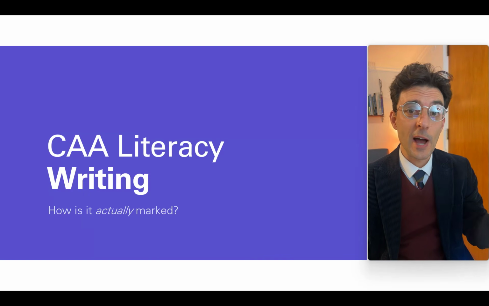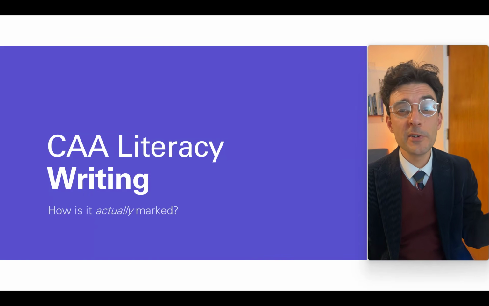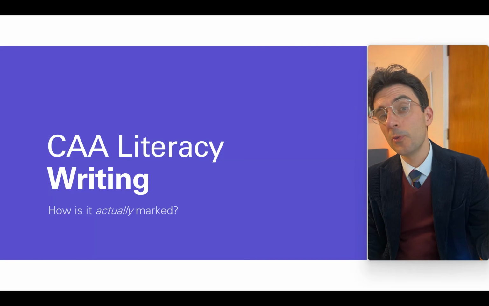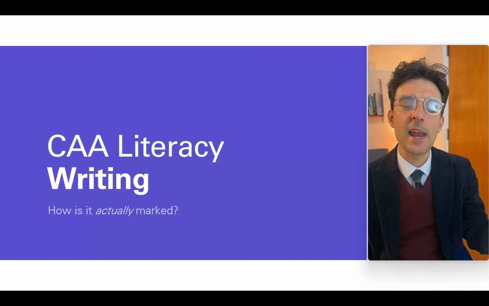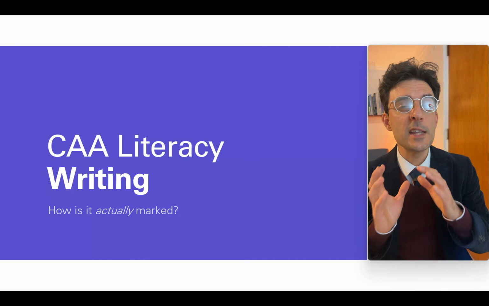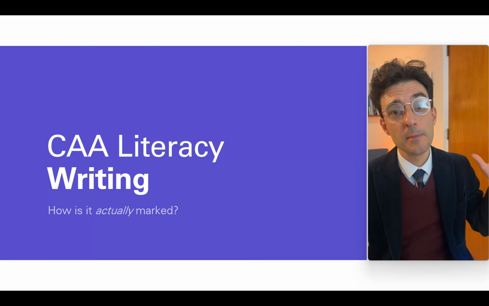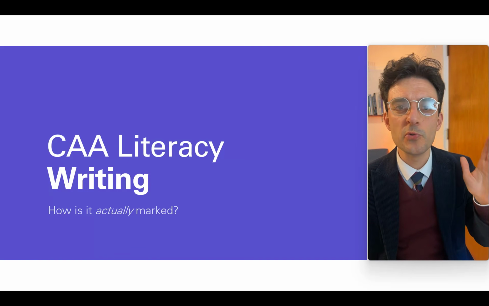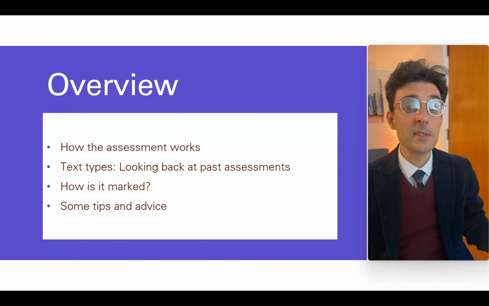Specifically the writing one. So you'll know that there are two literacy co-requisites that students in New Zealand are having to sit at the moment. There's a reading one, which I have a video on if you want to check that out, and there's the writing one. And today I want to talk about the writing one and specifically look at how it is marked, because there's a lot of mystery around this, and I'm going to try and alleviate some of that mystery for you today. So we'll talk a little bit about the assessment itself.